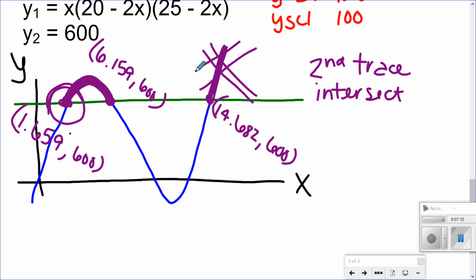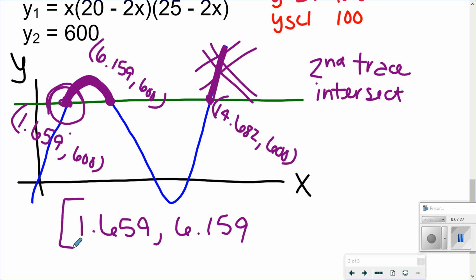So the only solutions that are going to work are the ones between 1.659 and 6.159. Remember, we only need to record the x values. We know the y value has to be at least 600. And we're going to use interval notation.